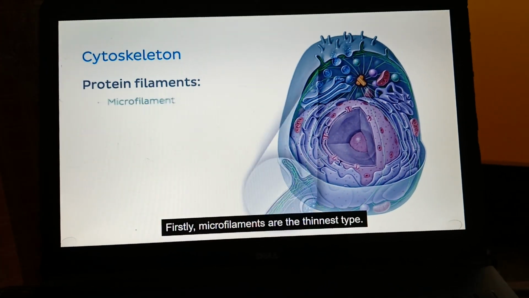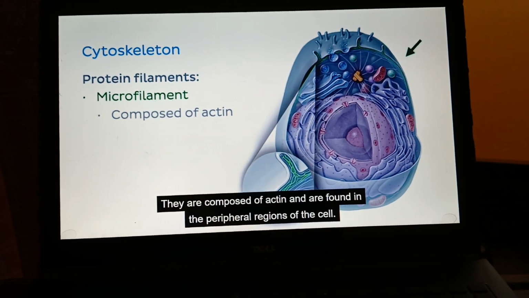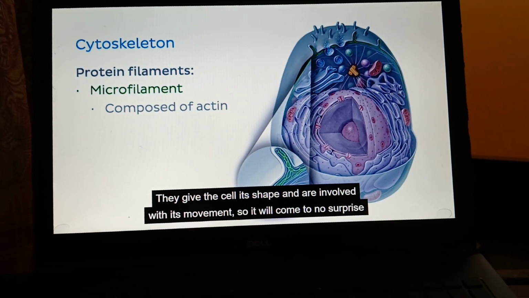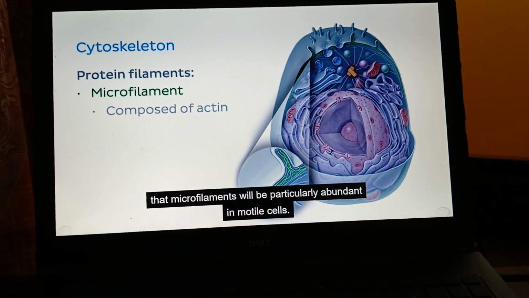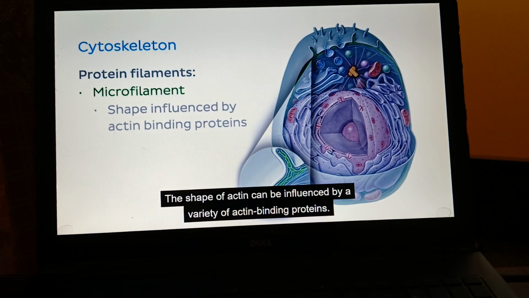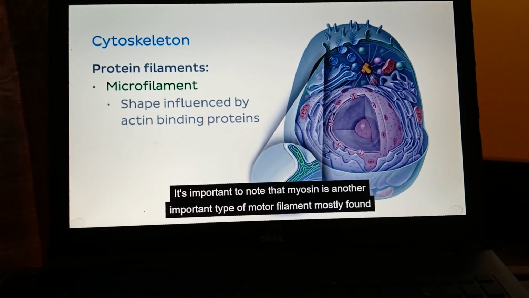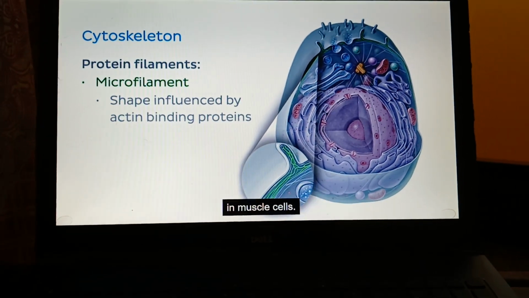Firstly, microfilaments are the thinnest type. They are composed of actin and are found in the peripheral regions of the cell. They give the cell its shape and are involved with its movement, so it will come as no surprise that microfilaments are particularly abundant in motile cells. The shape of actin can be influenced by a variety of actin-binding proteins. It's important to note that myosin is another important type of motor filament, found mostly in muscle cells.